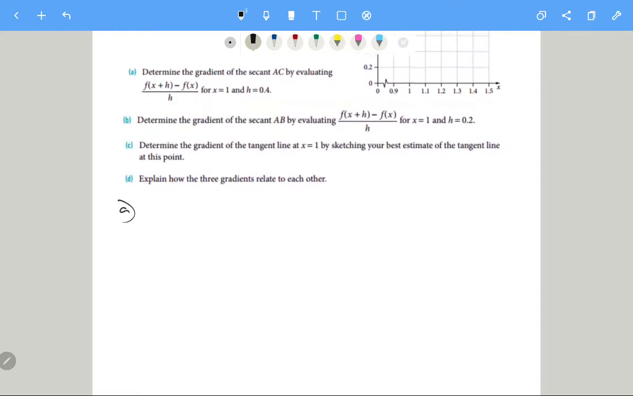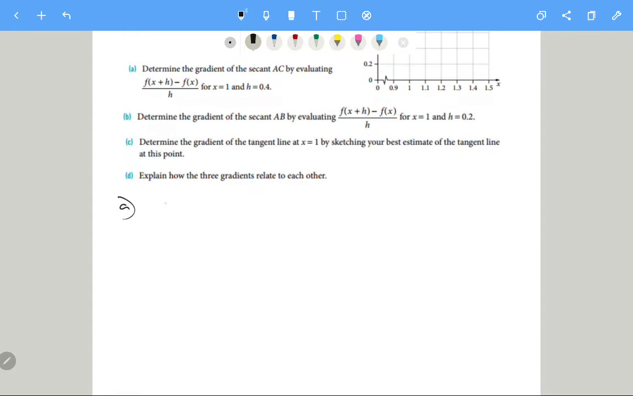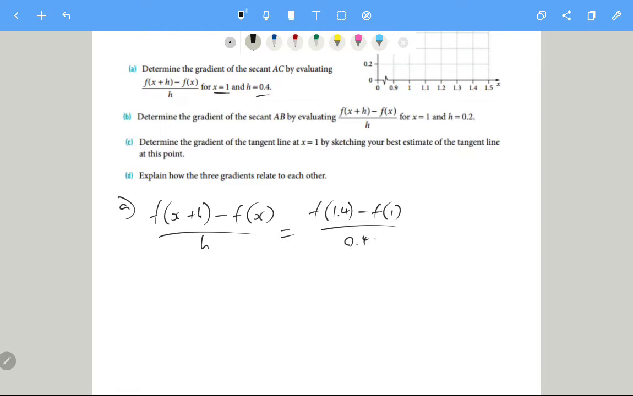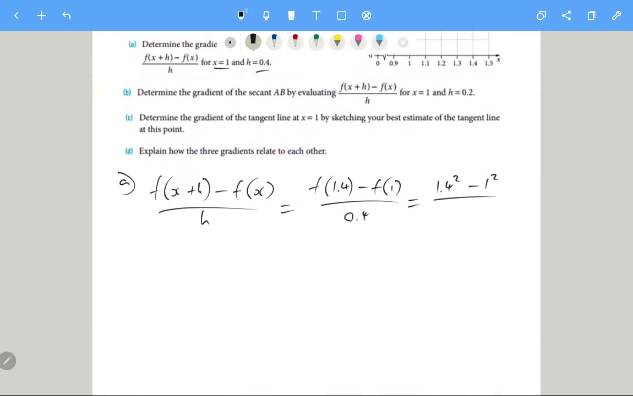So let's calculate a few of these. So f of x plus h minus f of x, well, x is equal to 1, h is equal to 0.4, so we get f of 1.4 minus f of 1 all over 0.4, which is 1.4 squared minus 1 squared. Notice the function itself is x squared, all over 0.4, which in our calculator computes to 2.4.